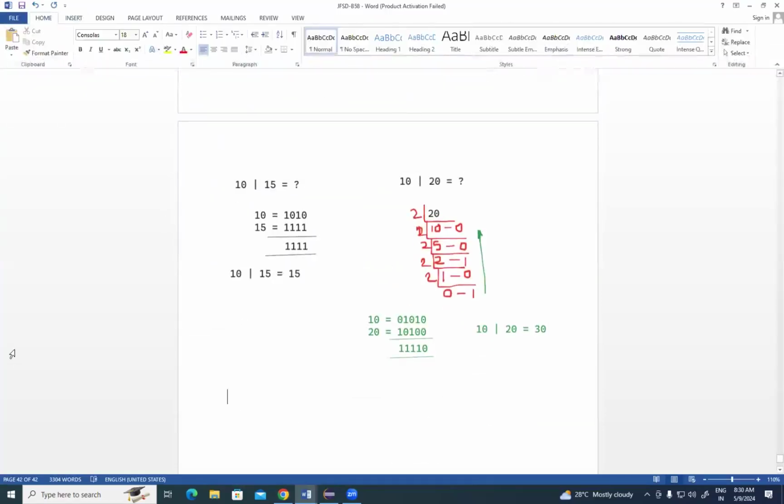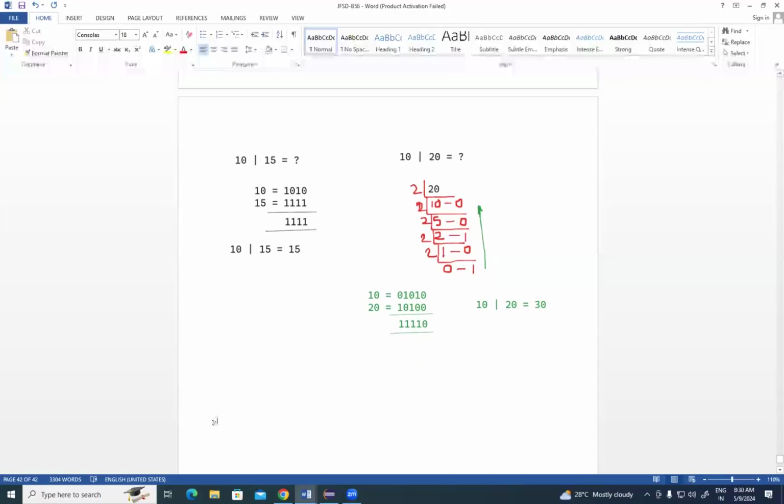Okay, so far how many bitwise operators have you got? 2. What are they? Bitwise AND and bitwise OR. What's the next one? Bitwise XOR. What's the symbol? Cap.